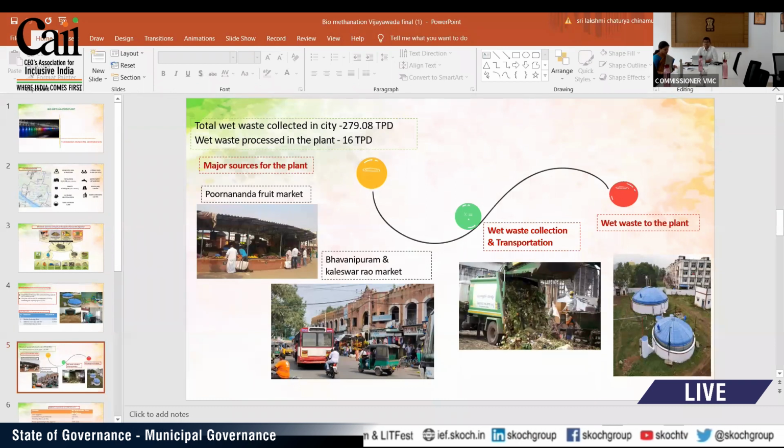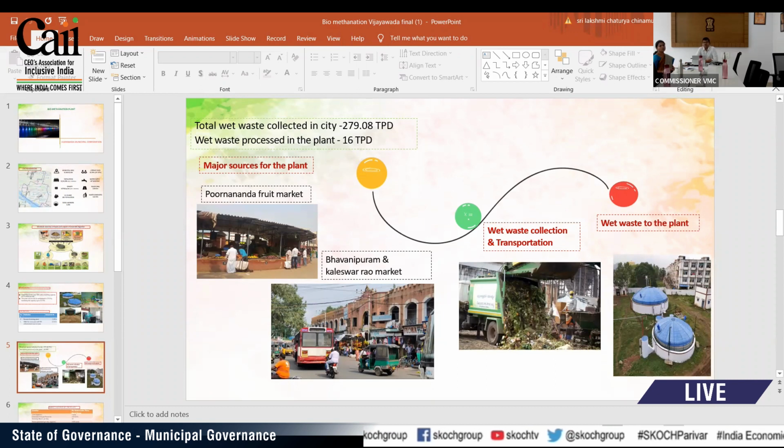Even if there is, let us say, a dip in the segregation at doorstep, this plant will still be running, because we will continue to get the wet waste from the markets. So we have tied up the Purnananda fruit market, and we have tied up the Bhavanipuram and the Kaleshwara market.